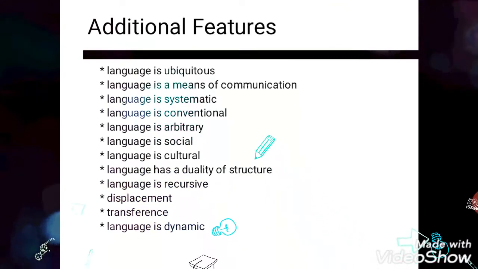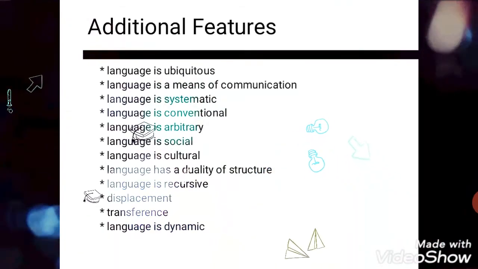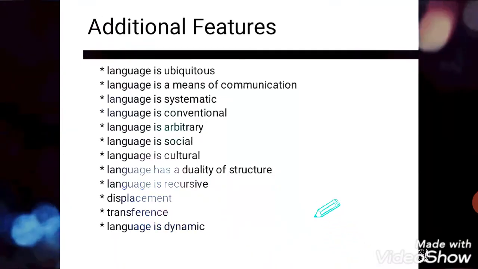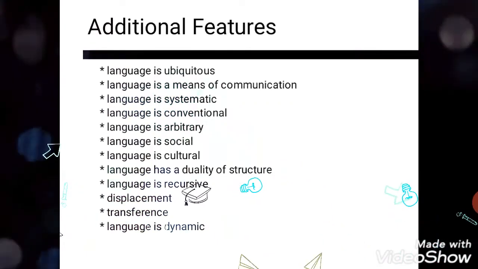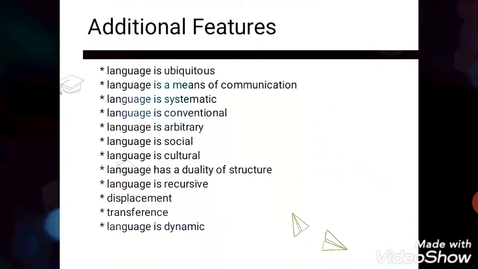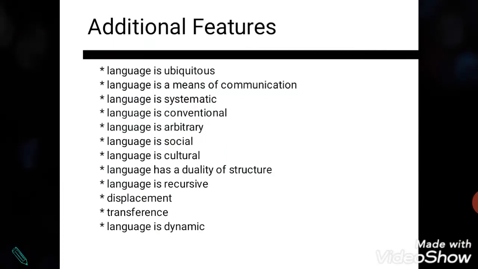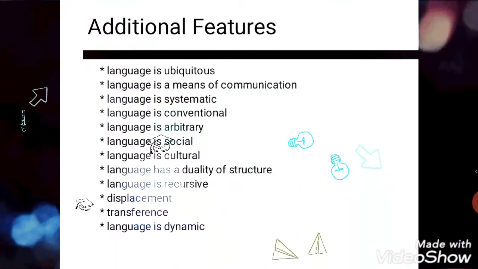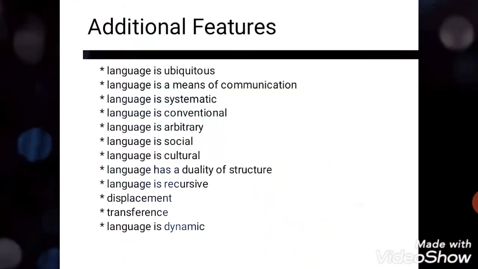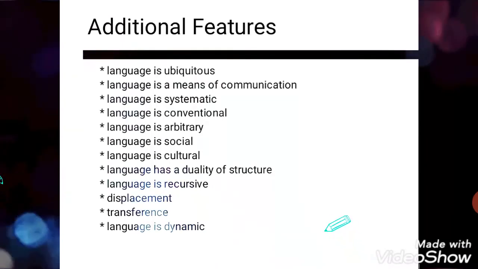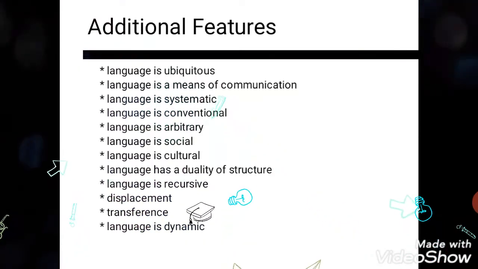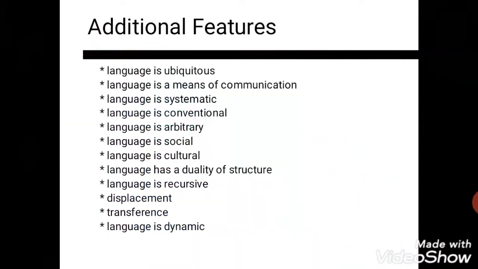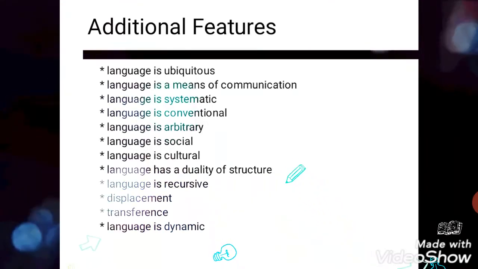And language is conventional. Language is arbitrary. We were told that there is no logical and iconic relationship between the signifier and signified, so it's arbitrary. Language is social. It's a social tool for communication. Language is cultural. It's culturally transmitted. It's culturally acquired. And language has a duality of structure. We already discussed that factor. Language has two levels, which is the level of meaning and the level of sounds.